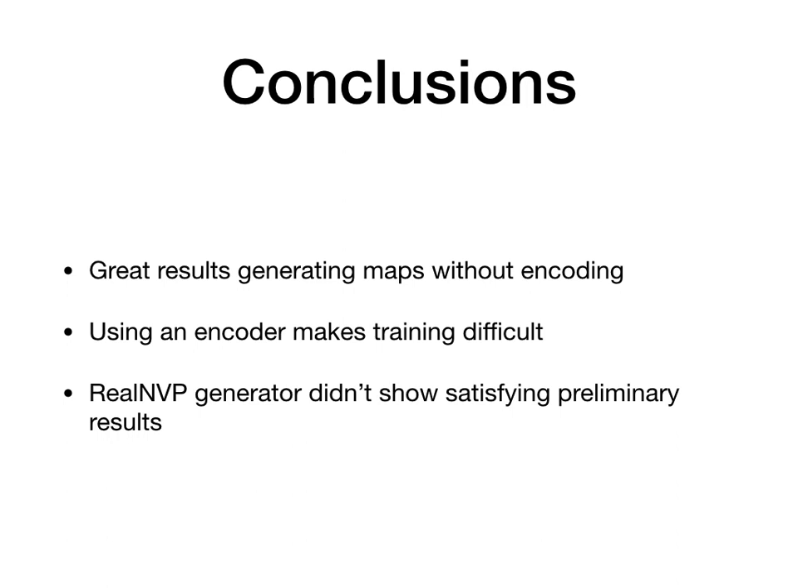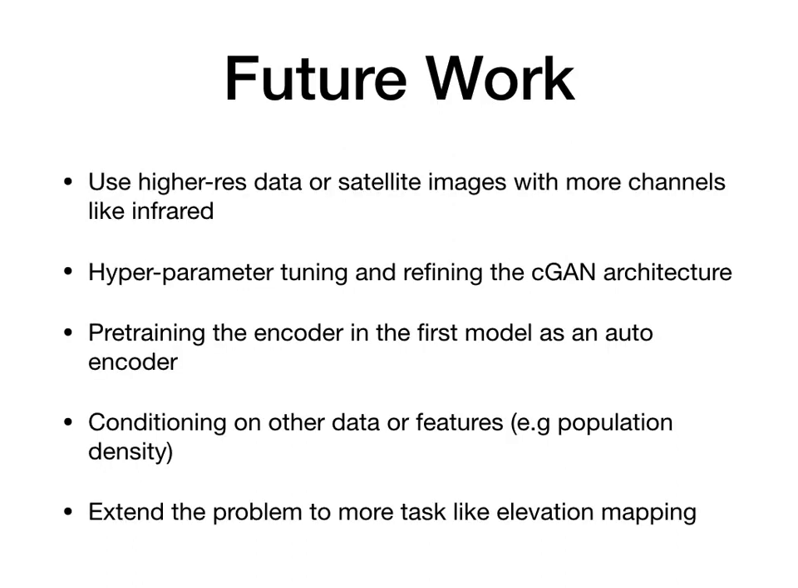In conclusion, the generator with an embedding does not manage to learn proper embeddings in time to fool the discriminator. The real MVP generator didn't show satisfying preliminary results on the MNIST sanity dataset. We get great results training without an encoder. This is probably as each pixel has more local information around its receptive field.